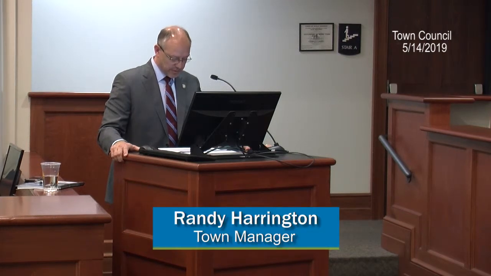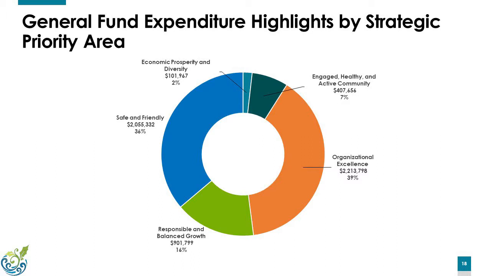3 fire engineers are recommended to move closer to the national recommended staffing levels, and also 1 new fire inspector related to increased inspection workloads. So overall summary here for the general fund expenditures, highlighted by strategic priority area. And again, you see heavy investment on the safe and friendly, as well as the organizational excellence. And about 16% of those recommendations relate to responsible and balanced growth.